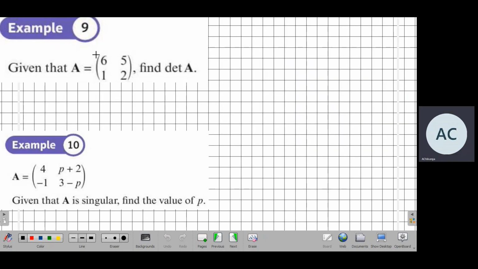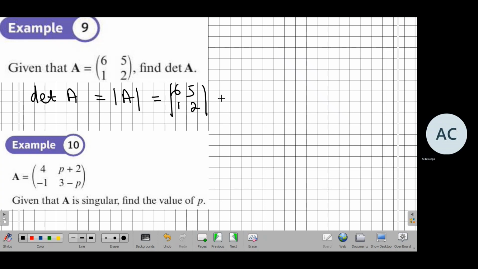Now, it's much easier to calculate a determinant because the formula is there. It's determinant of A, or I could write modulus of A, or I could write the matrix with entries 6, 1, 5, 2. Either way is a symbol for referring to the determinant. But the formula is this: you multiply the leading diagonal, 6 times 2, minus 1 times 5. So in this case, the answer is 12 minus 5, which is 7.